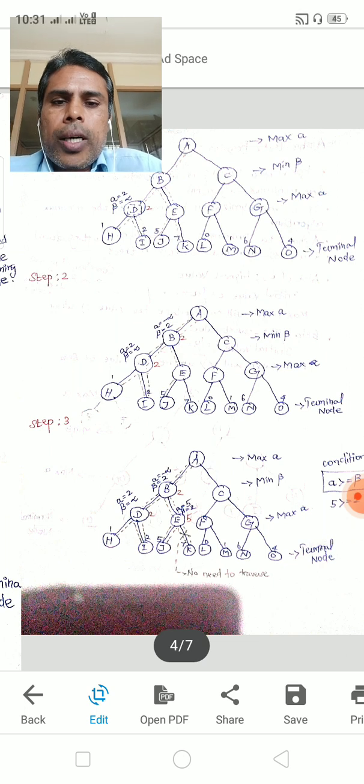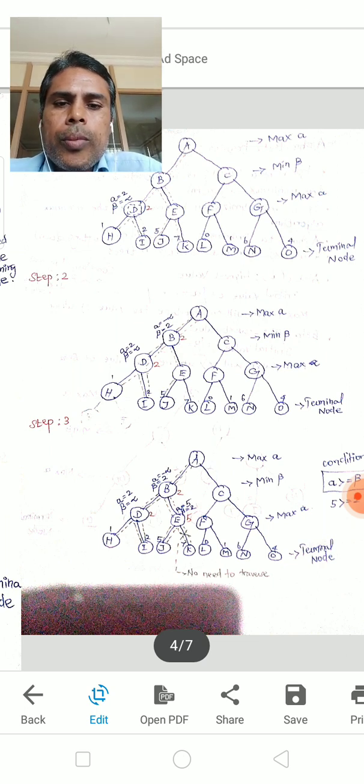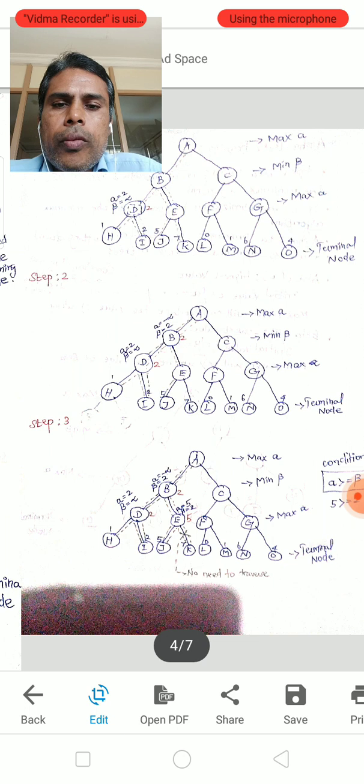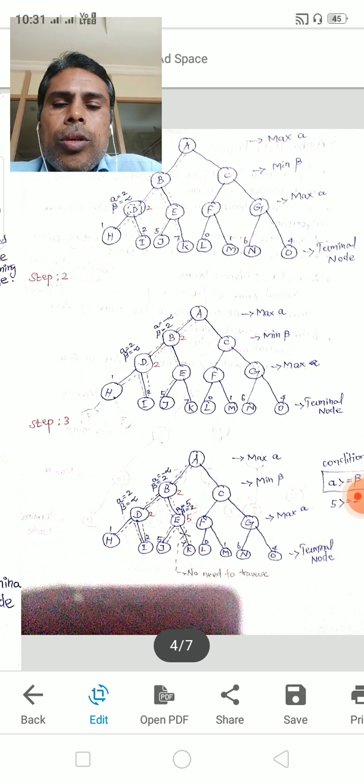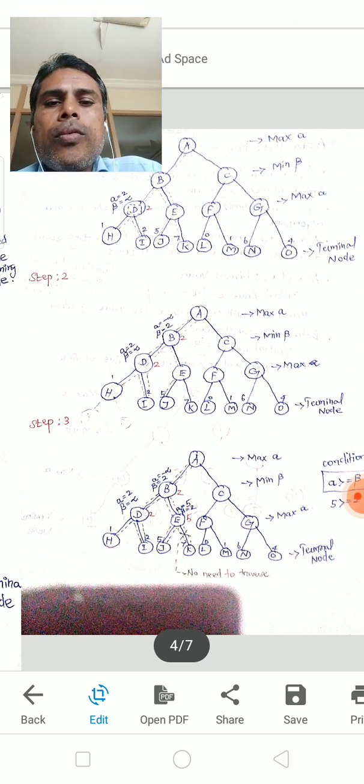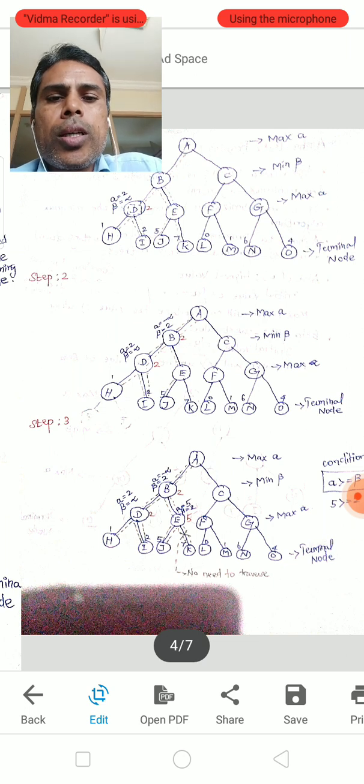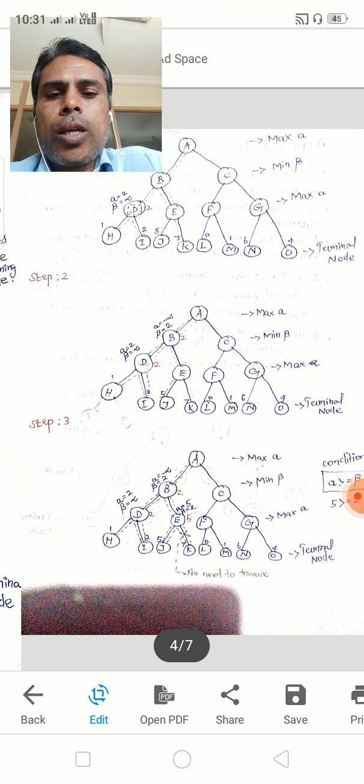So F contains two nodes L and M. So you have to calculate the value of F. 0, 1. Which one is the highest value from these two values? Obviously 1 is the highest value. So therefore the node F having 1.